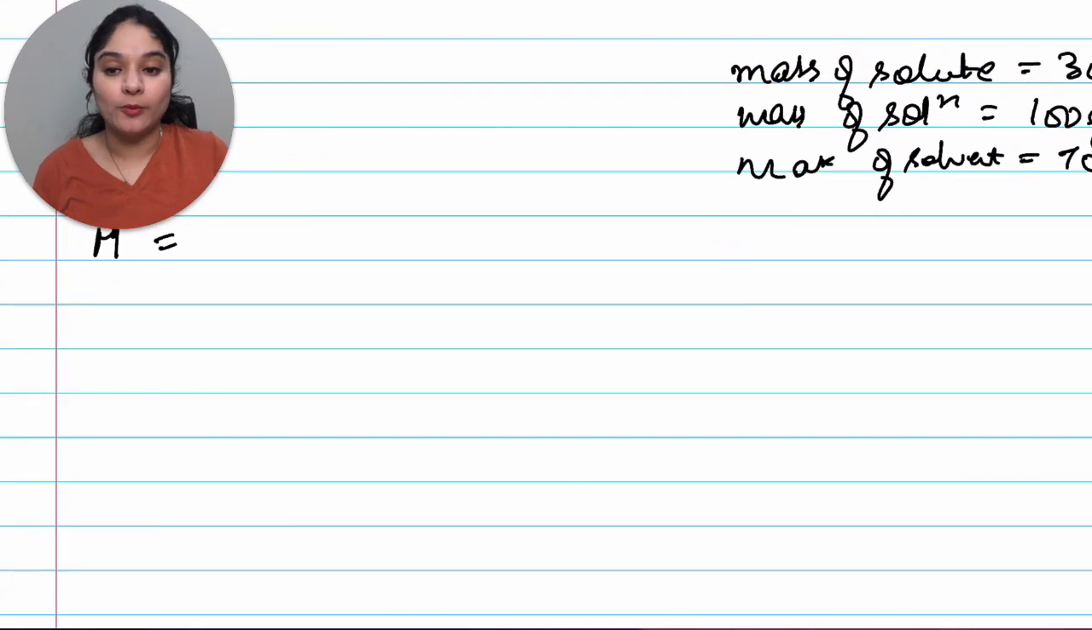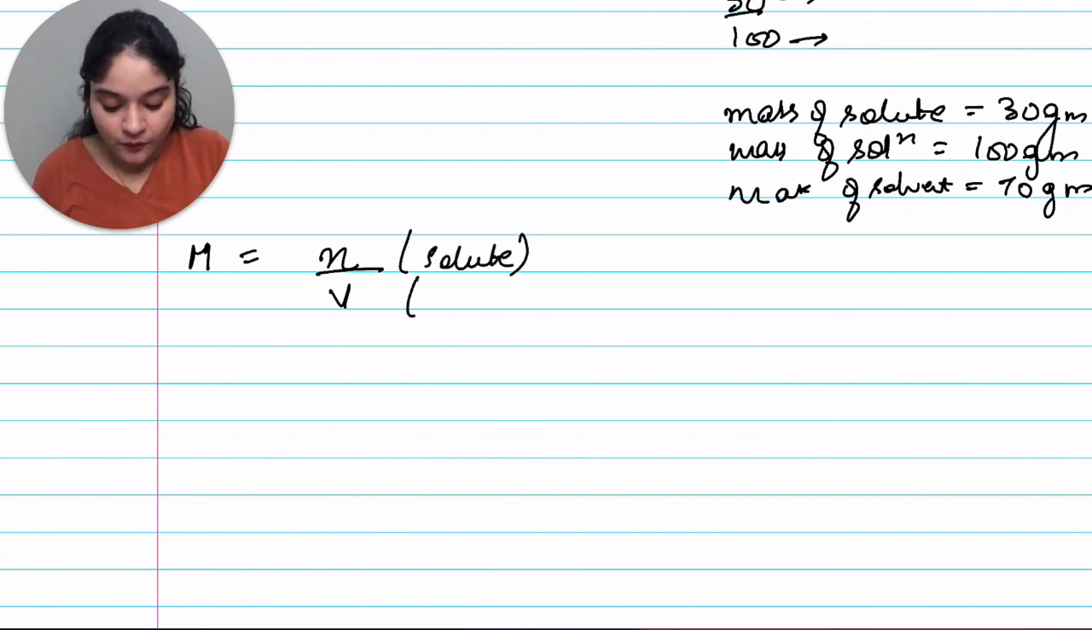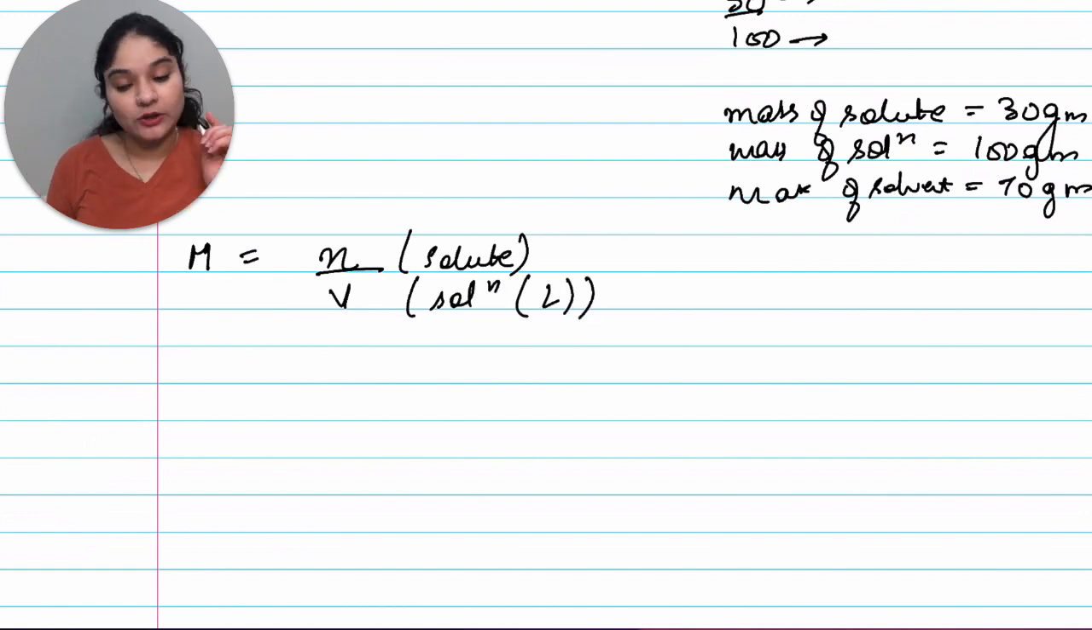So when I have M, students say out loud, what was the formula for molarity? That was n upon V. And this was number of moles of solute, the volume of solution in liters. Okay, this is what the formula was.